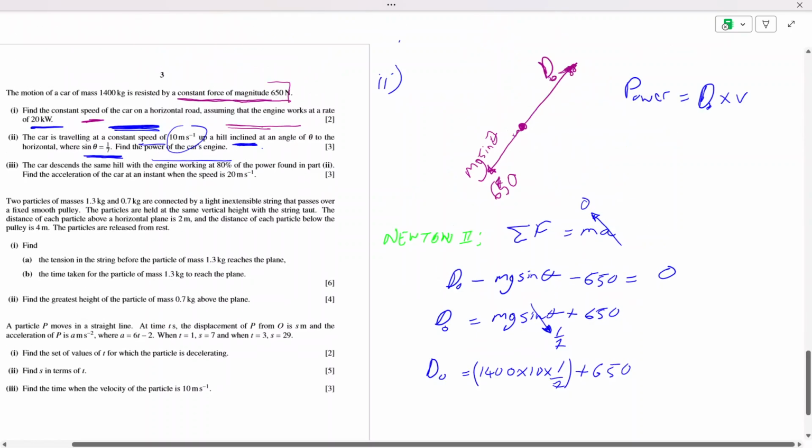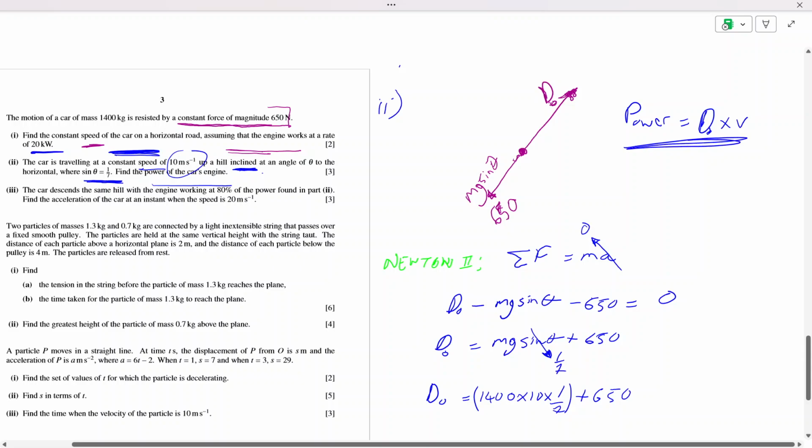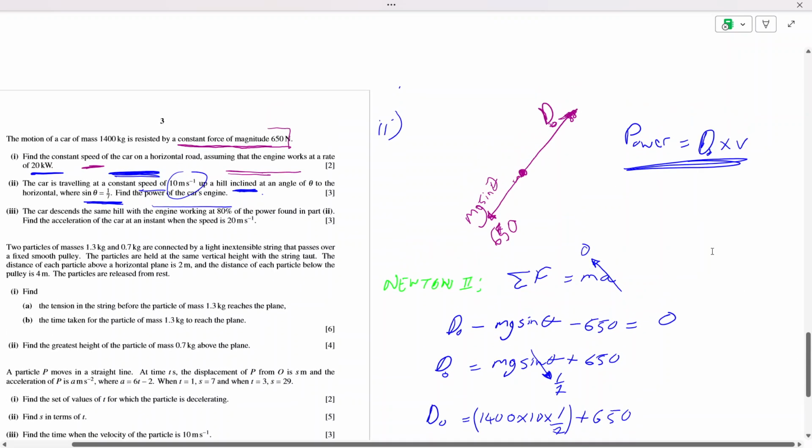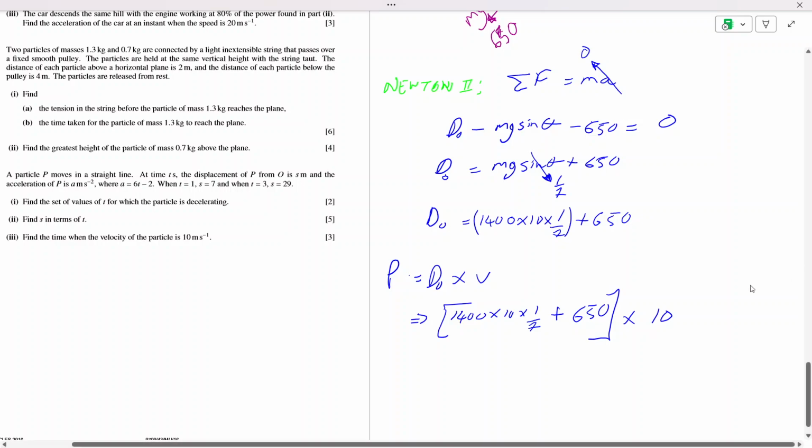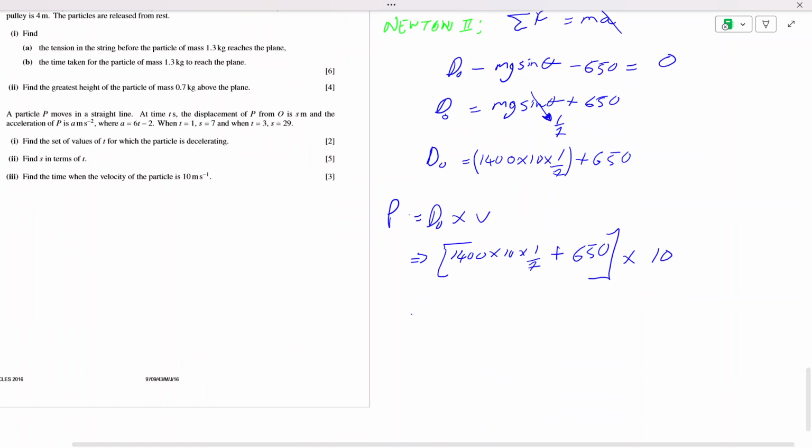Then remember the power formula. I want to calculate the power. Power is going to be equal to D naught multiplied by v, which is going to be equal to 1400 multiplied by 10 multiplied by 1 over 7 plus 650. I'll bracket that, then we'll multiply that by 10. When I plug that into the equation, I'm going to get 26,500 watts.